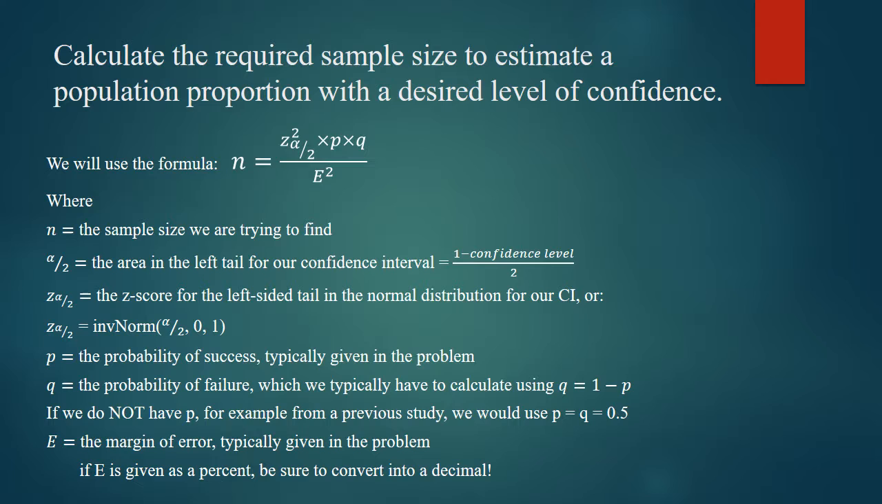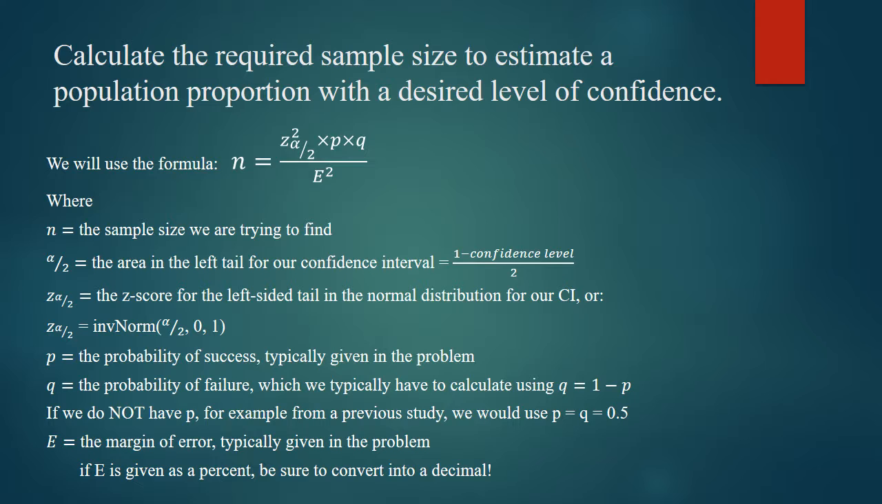Z sub alpha over 2 is the z-score for the left-sided tail in the normal distribution for our confidence interval. And the way we calculate that is using the inverse normal function in our calculator. So we find the z-score for that left-handed area, alpha over 2. We are using a standard normal distribution to approximate our binomial distribution. So the mean is 0 and the standard deviation is 1.